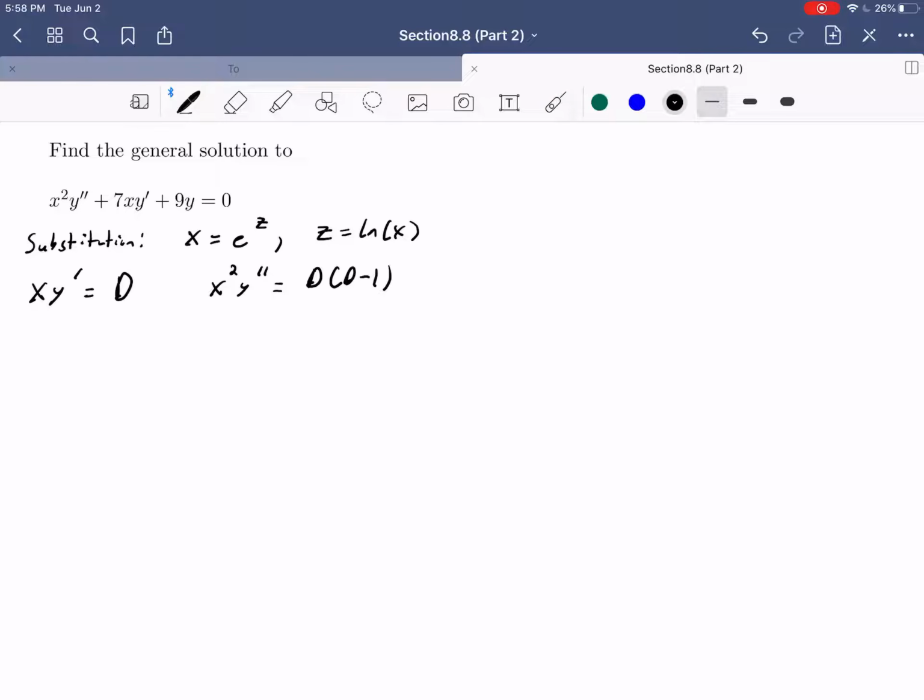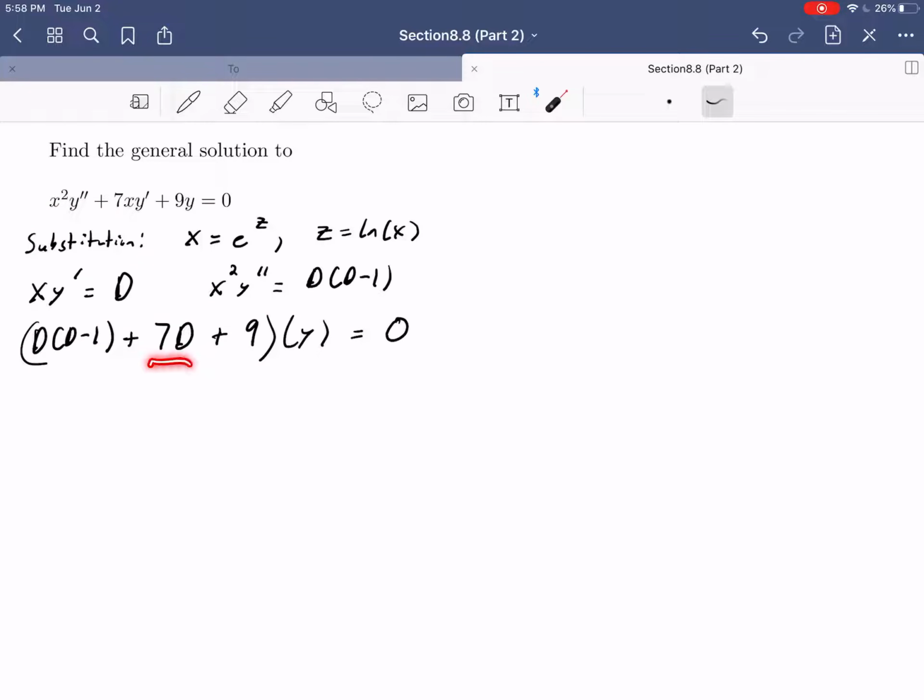So let's go ahead and replace that. This is going to become D(D minus 1) plus 7D plus 9 of y equals 0. So there we go, applying that all together. This became the D(D minus 1), this became 7D, and this is just 9 of y equals 0. So if we simplify a little bit, we're going to get D squared plus 6D plus 9 of y equals 0.